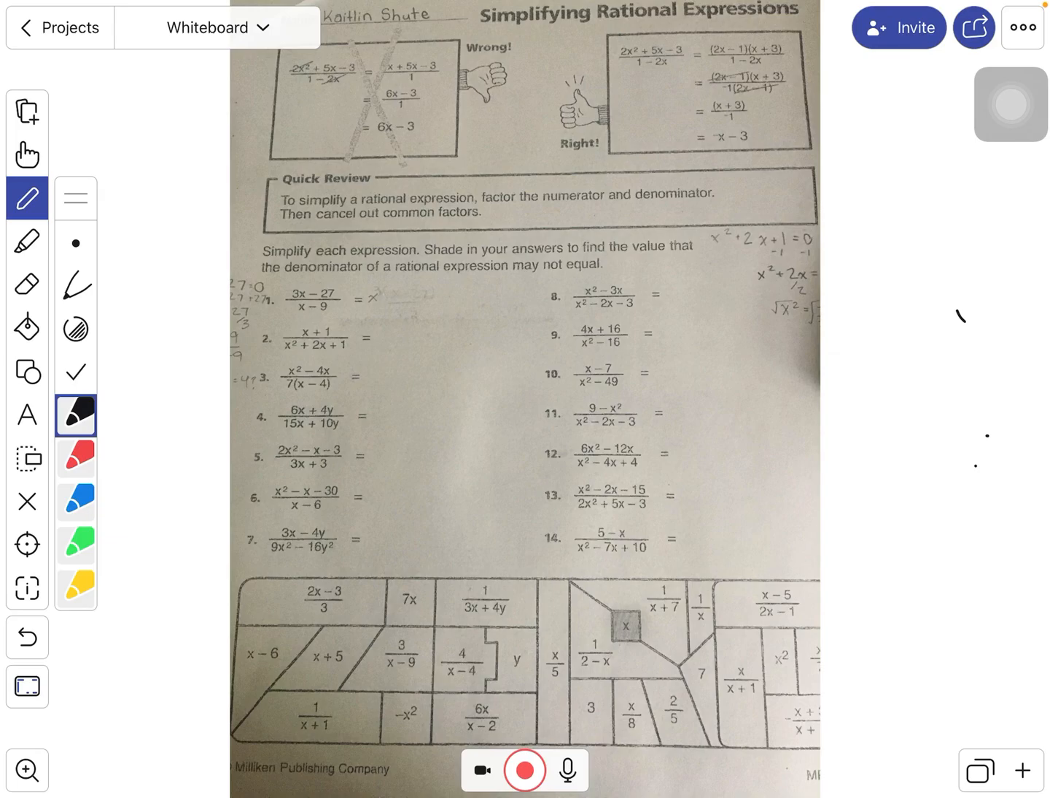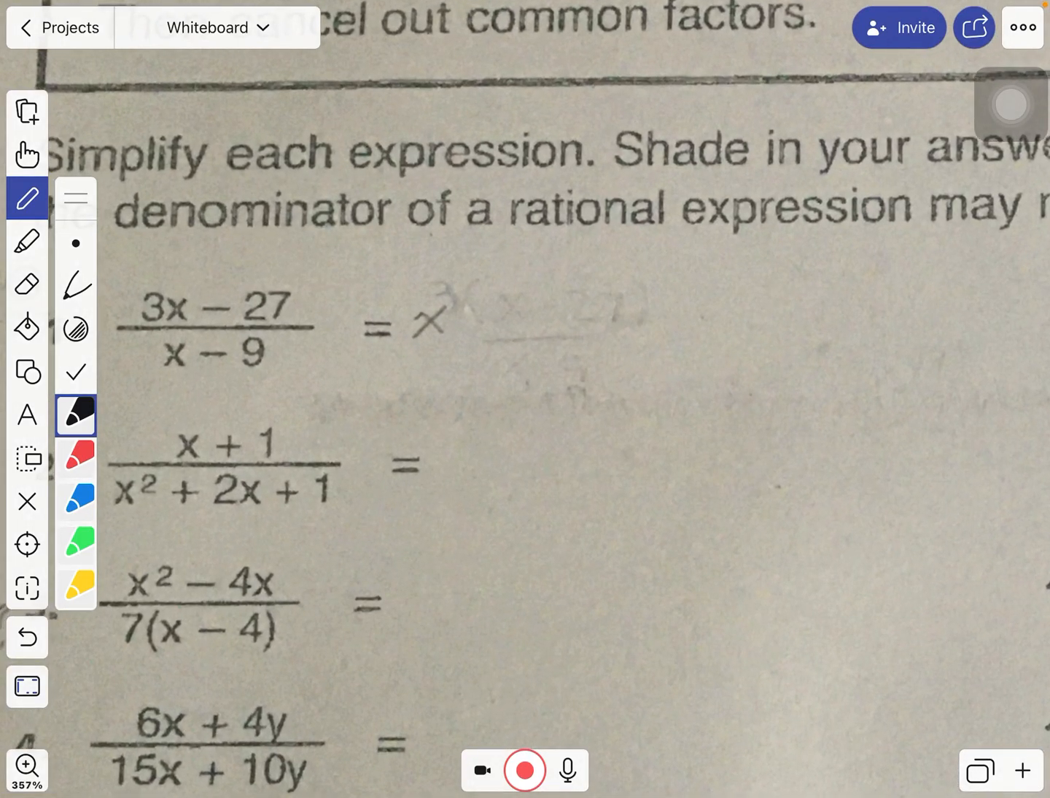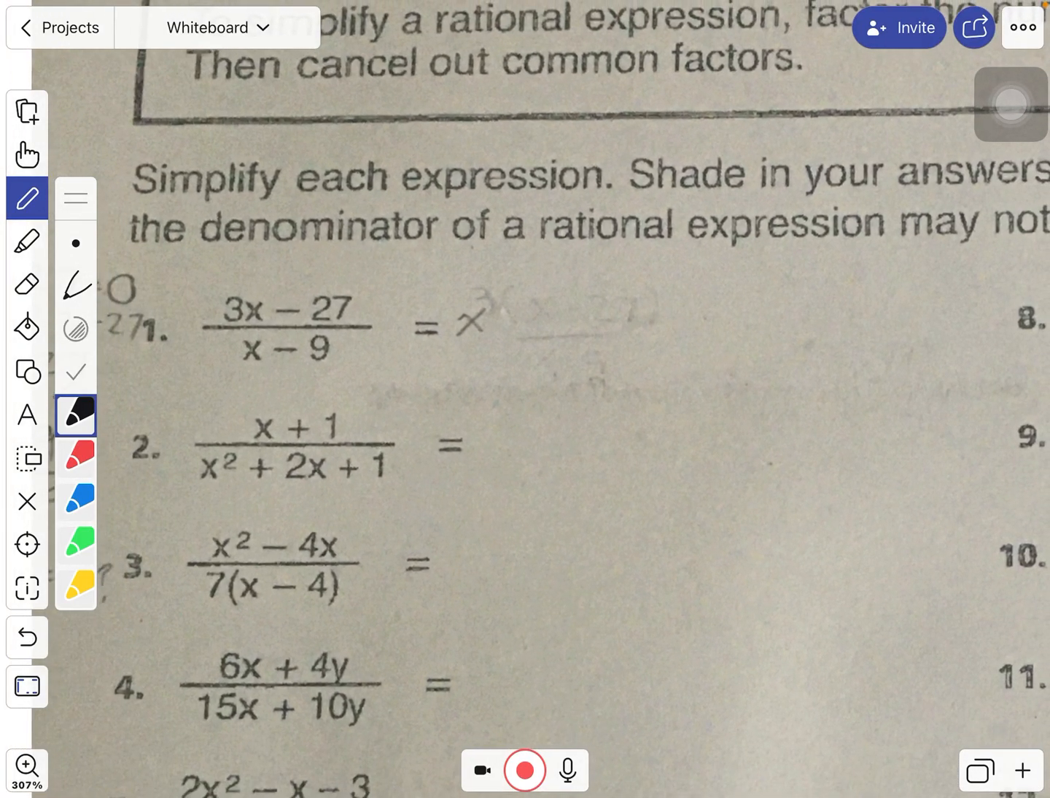I just wanted to help you with your worksheet super quick. So let's get started. When you take a look at problem number 1, there's basically 2 steps to doing each of these problems. The first thing you would want to do is factor the top and bottom, or the numerator and denominator of your rational expression.